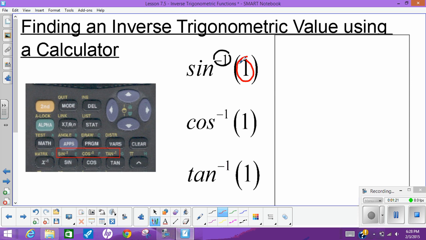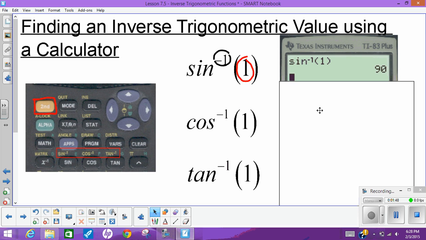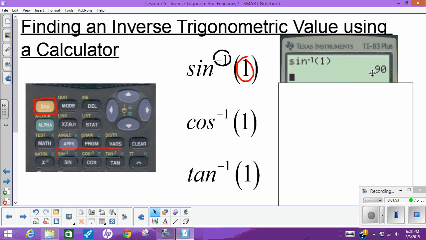and we're trying to figure out what angle fits that function. So in order to calculate sine inverse, cosine inverse, or tangent inverse, we just press the second key, the yellow key, and then we hit whichever function button we want to use, and we type in our ratio value, so in this case 1, and we can figure out what angle, if we took the sine of that angle, would give us an answer of 1. And that angle is 90 degrees. So you can check, if you take the sine of 90 degrees, you should get an answer of 1.